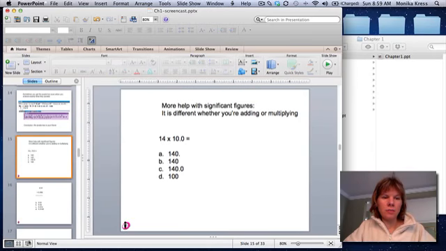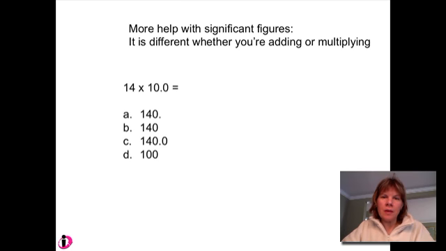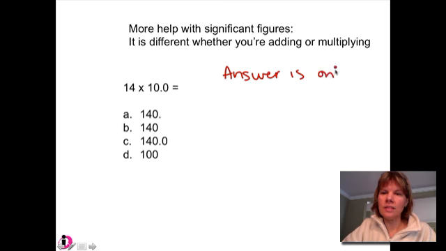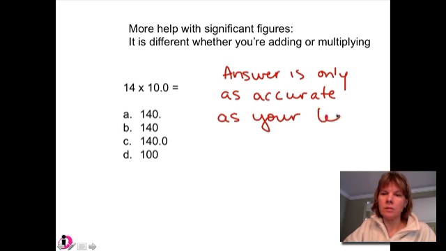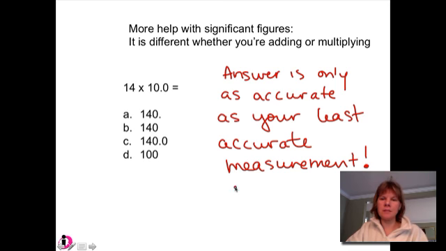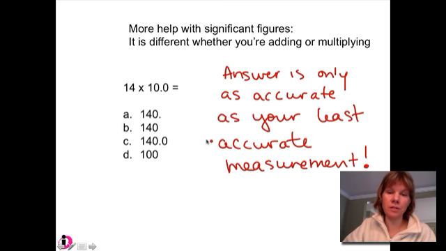Okay, so let's do a little bit more work with significant figures. Ultimately, the rule is that your answer can only be as accurate as your least accurate measurement. Okay, so let's write that down. The answer is only as accurate as your least accurate measurements. Okay, and that is the big rule whenever you're deciding how many significant figures to use.